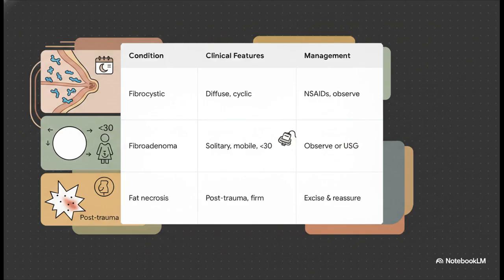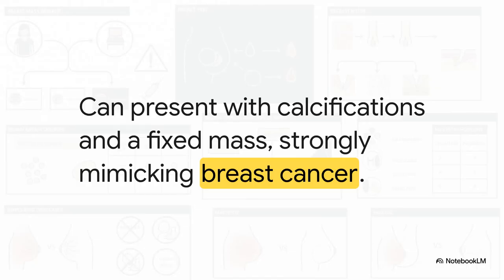Finally, fat necrosis. This usually pops up post-trauma or surgery as a firm, irregular mass. You just excise the mass and reassure the patient. If the exam hits you with a 22-year-old who has a rubbery, mobile mass, you should instantly be thinking fibroadenoma. And beware the ultimate mimic here, fat necrosis.